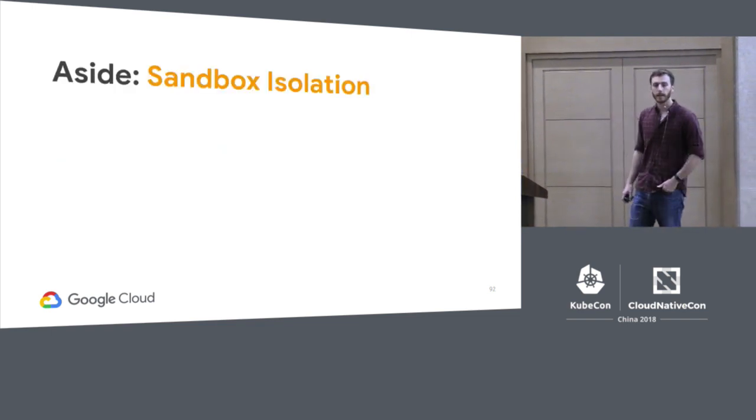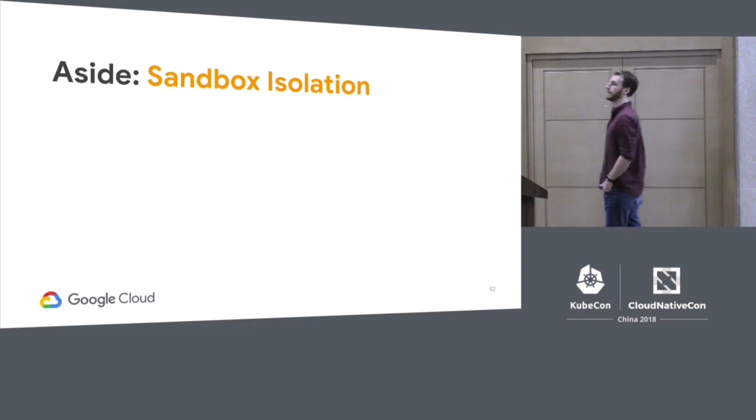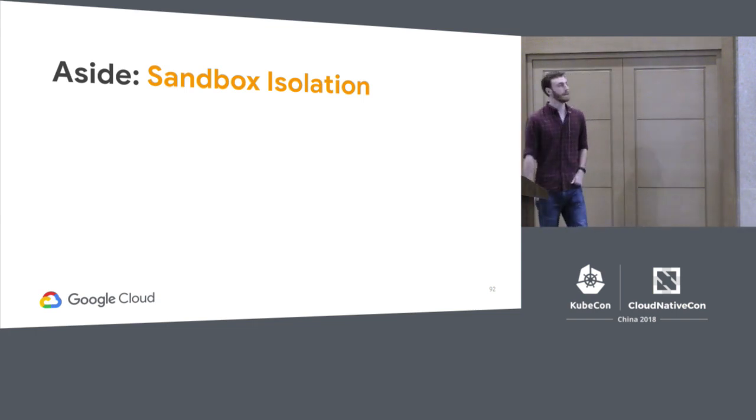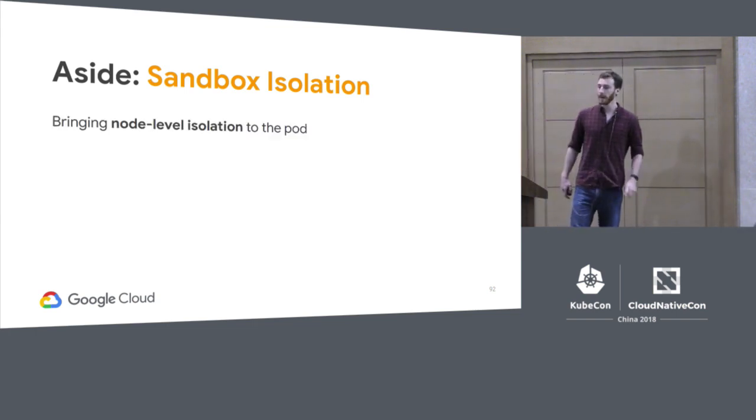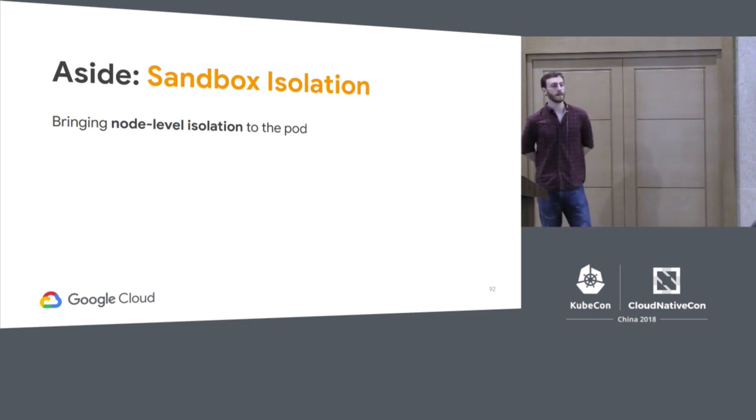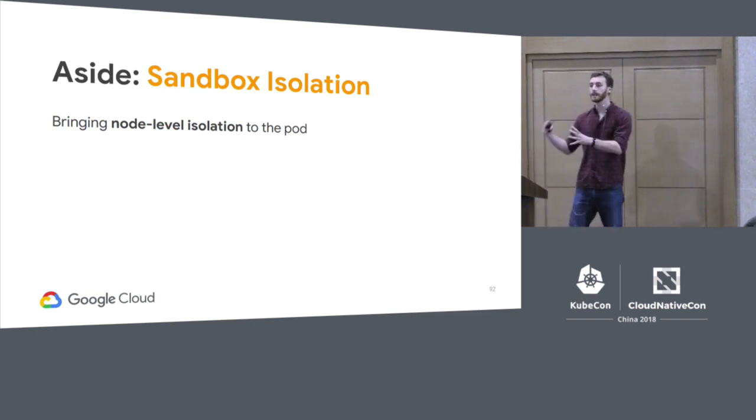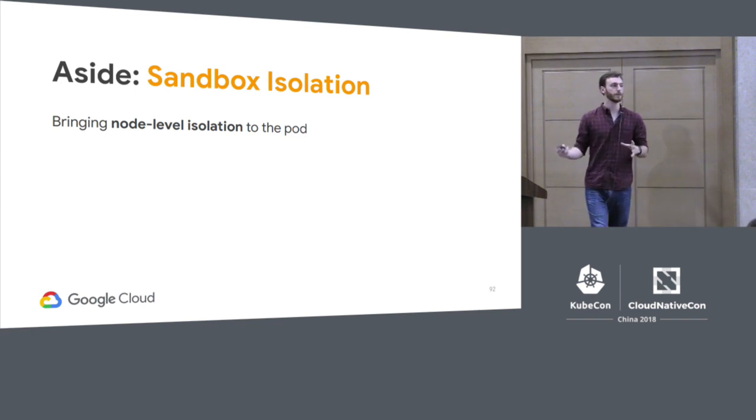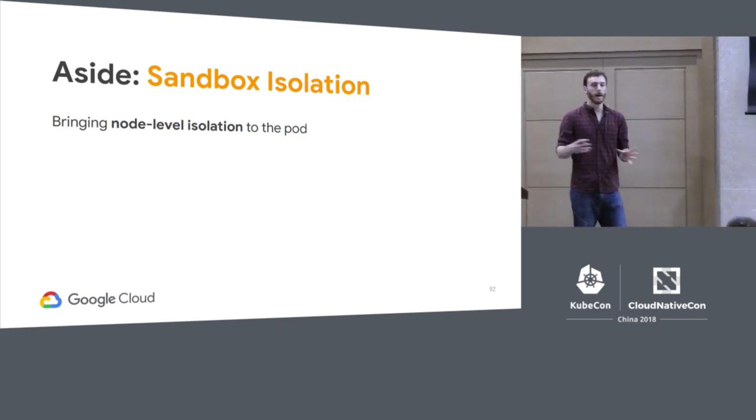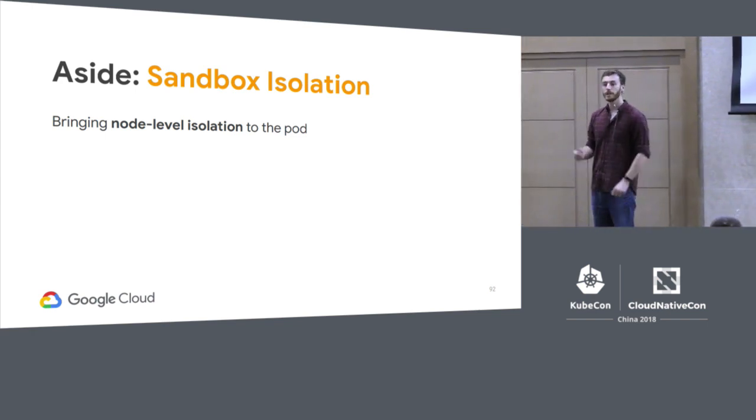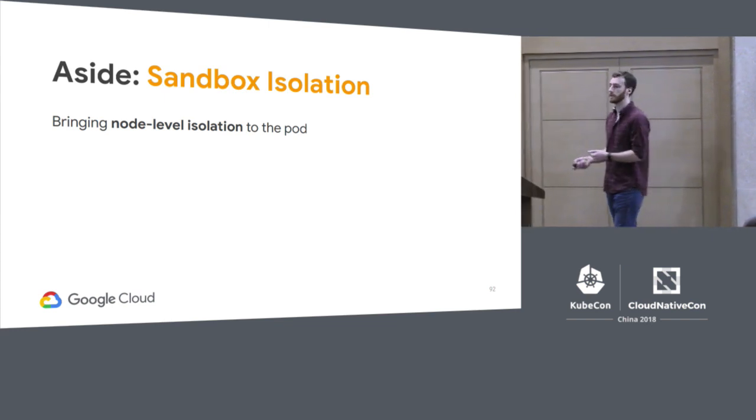Now I want to just take a quick aside here and talk about Sandbox Isolation, which is a feature that I've been working on and I'm pretty excited about. The goal of Sandbox Isolation is to bring the second security boundary and a lot of the things we just talked about around node isolation and bring them to the pod level. So in some ways, this is actually even better than node isolation, right?